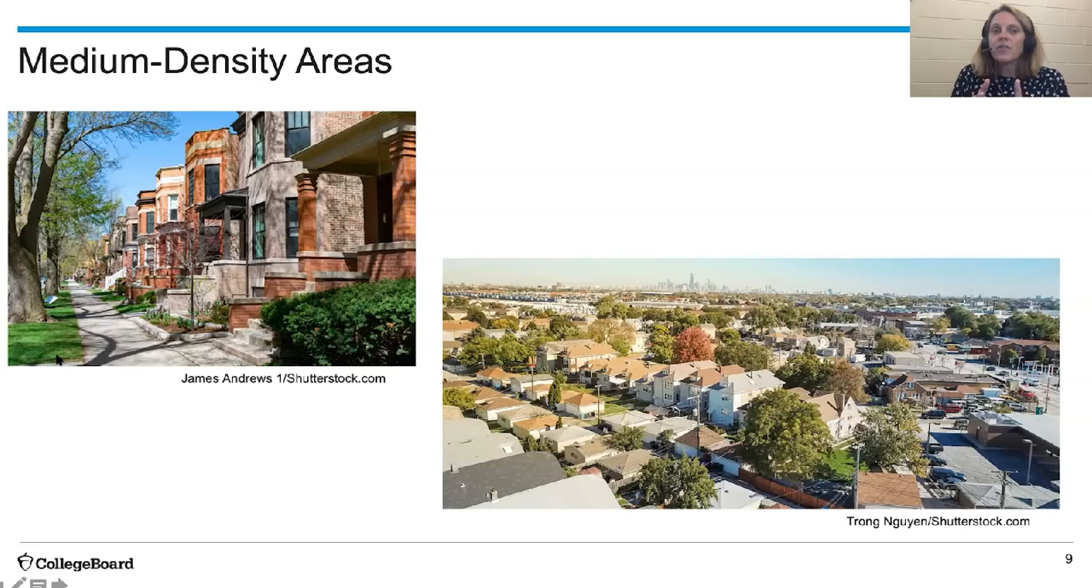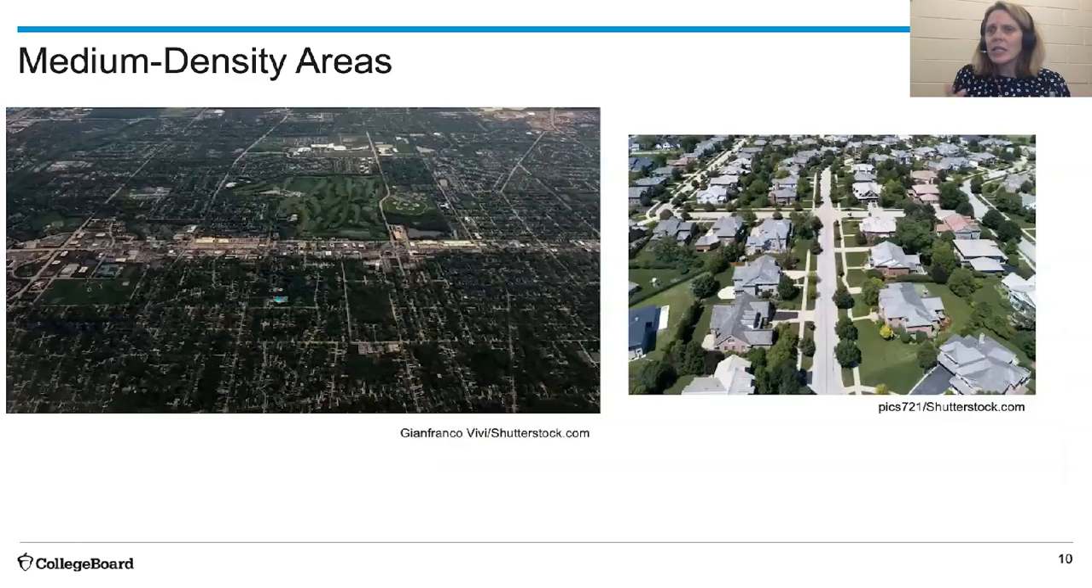And so that idea of starting to see more single family detached homes with a little bit of a yard. Still feels pretty tight. That's why we're saying it's medium density. We will see a little bit more space in the suburbs.